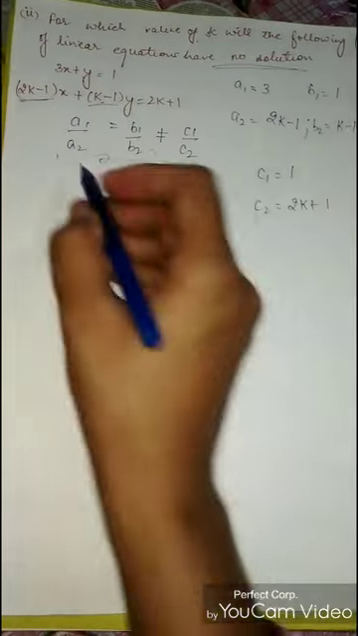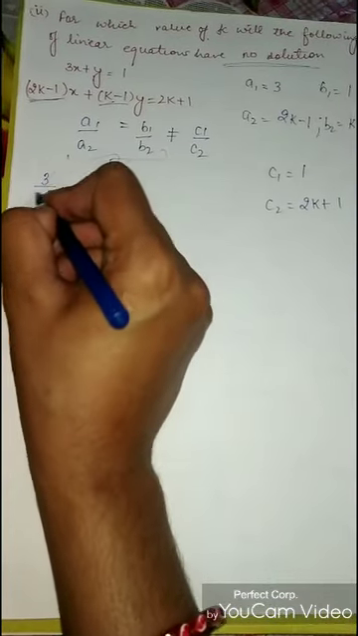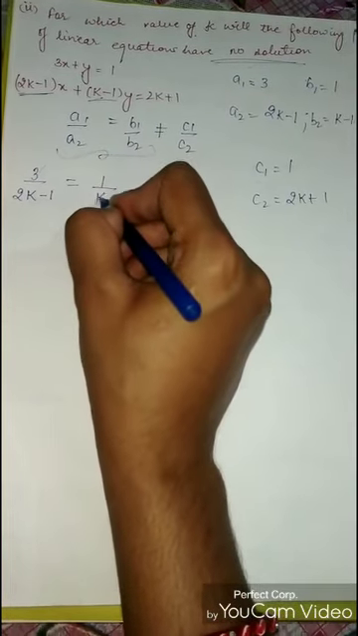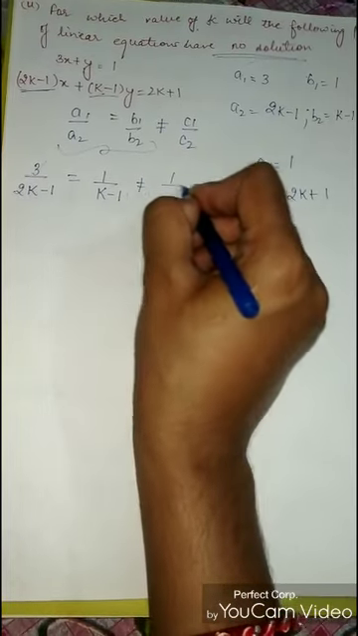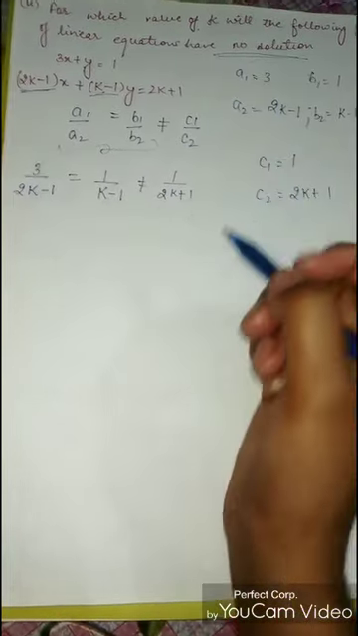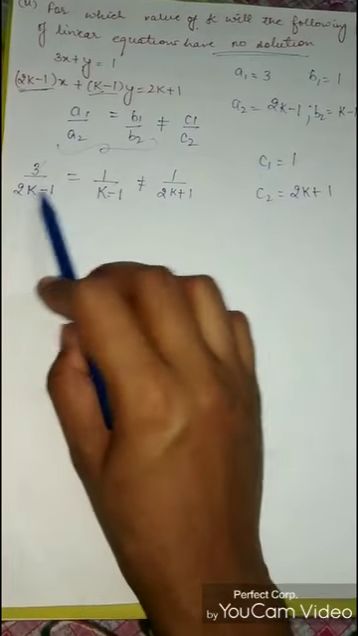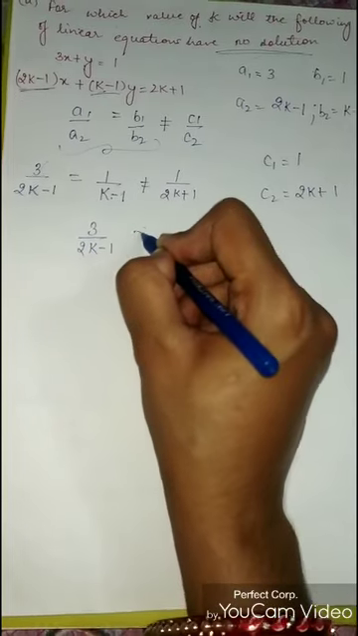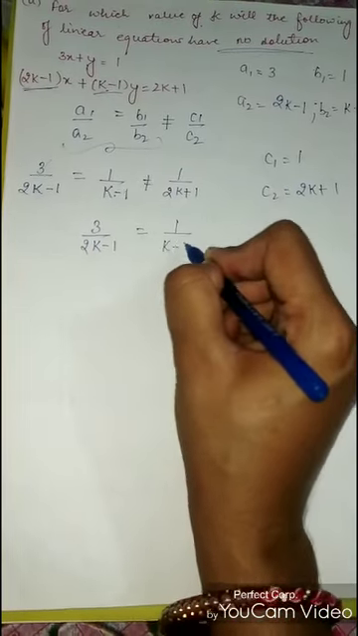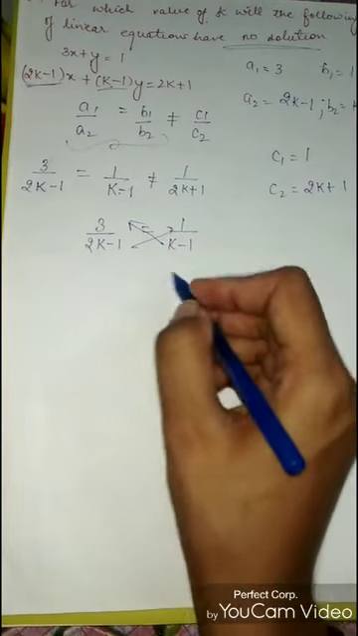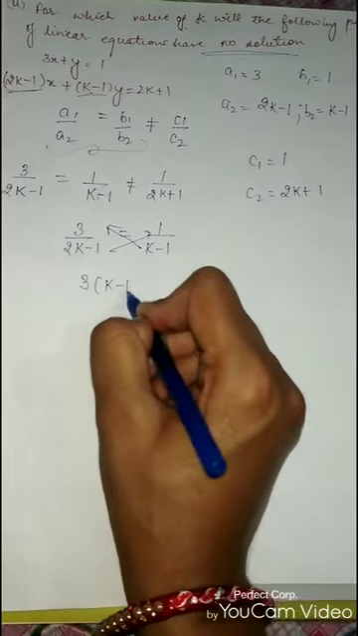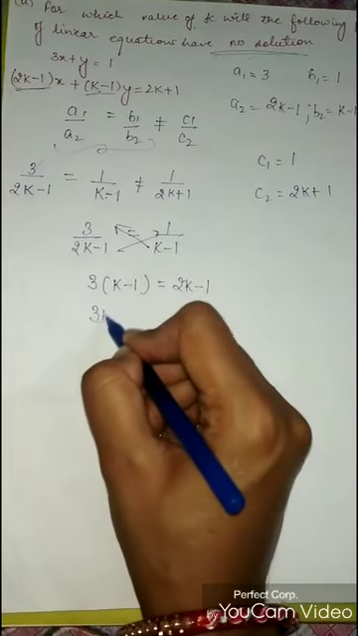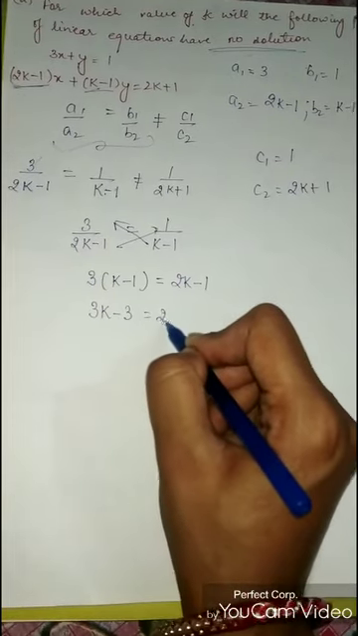So write the values here. 3 upon 2k minus 1 is equal to b1, which is 1 upon k minus 1, not equal to 1 upon 2k plus 1. So we can compare only these two because these two are equal. So by taking them, we'll compare 2k minus 1 is equal to 1 upon k minus 1. Cross multiply. 3 will multiply with k minus 1 is equal to 2k minus 1. So this will become 3k minus 3 is equal to 2k minus 1.